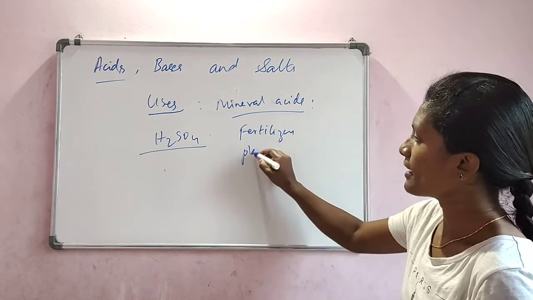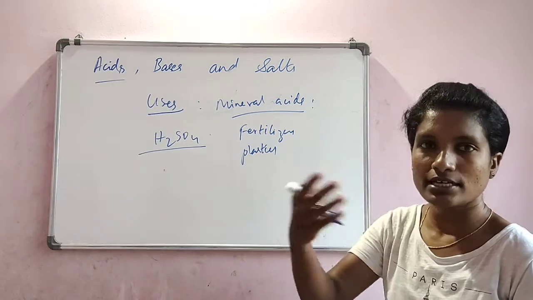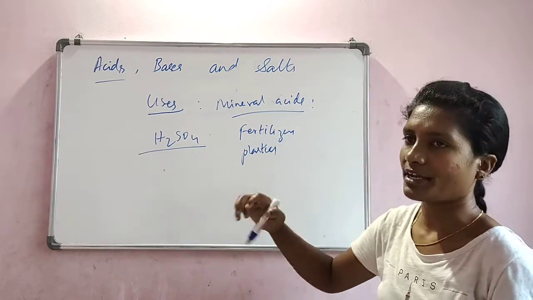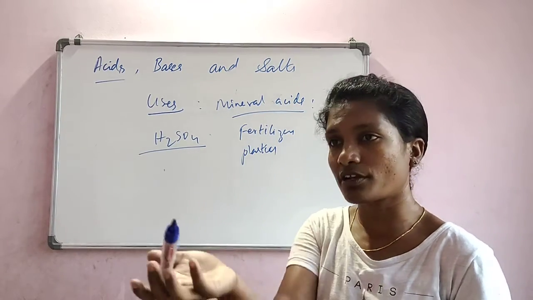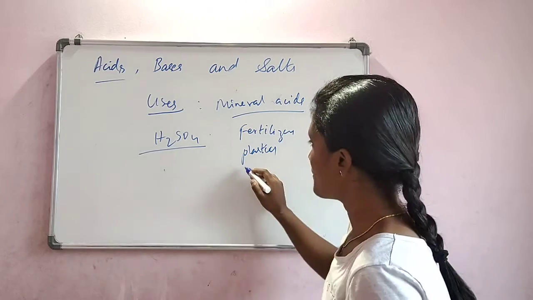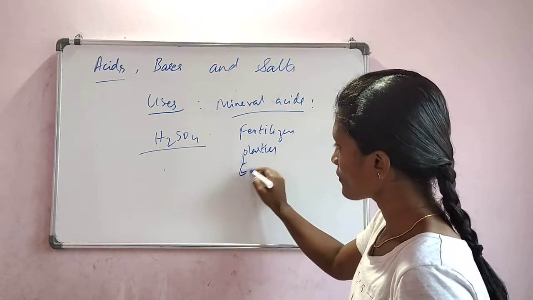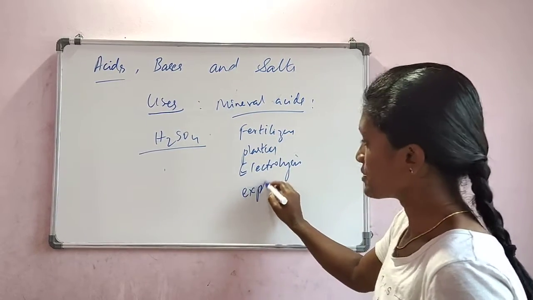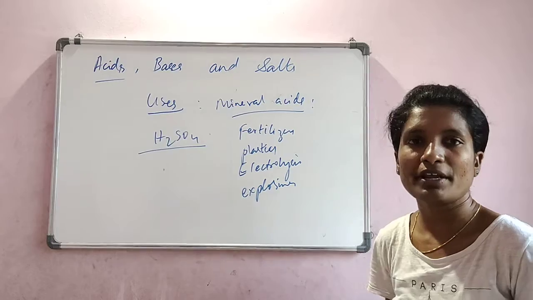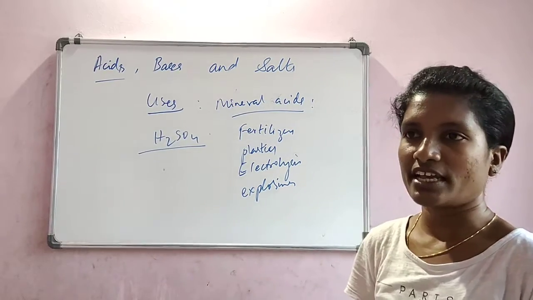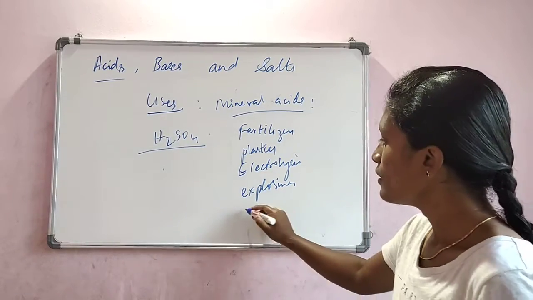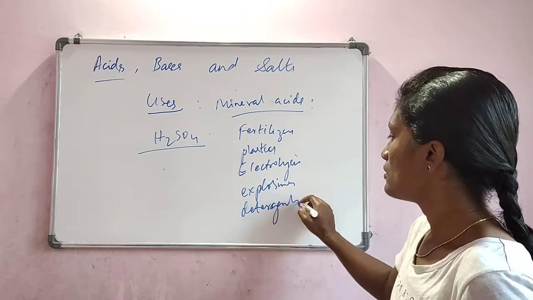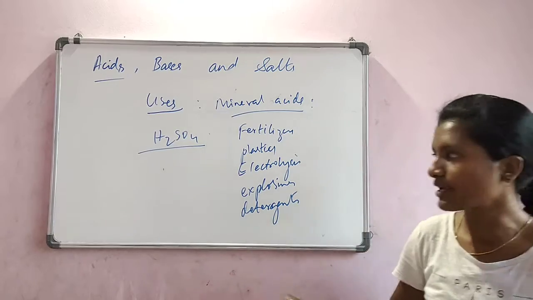Similarly, it is used in making plastics. The plastic chairs and other equipment which we use at our home are made using sulfuric acid. It is used in electrolysis of water, which we have studied in the previous chapter. It is used in making explosives. Explosives help in defense and navy for the nation to protect themselves. Along with that, some household items like detergents. So in manufacturing all these things, sulfuric acid is used.